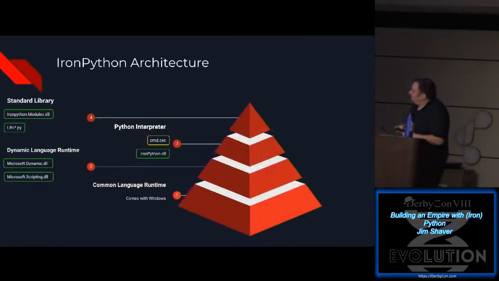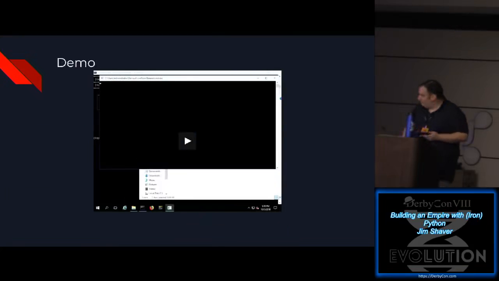All right, so we've got the standard library fixed, our Python interpreter is in good shape, and the DLR is in good shape. Okay, so we only have one file that hits the disk, and that is the exe. All right, let's take a look at what this looks like.